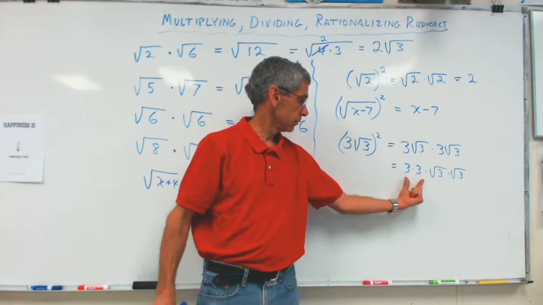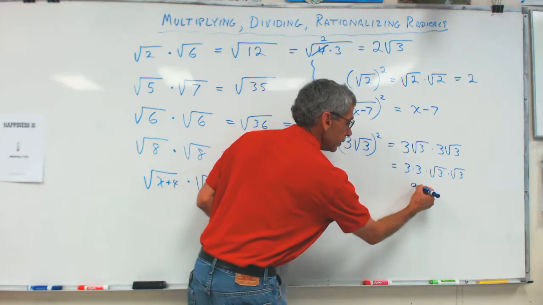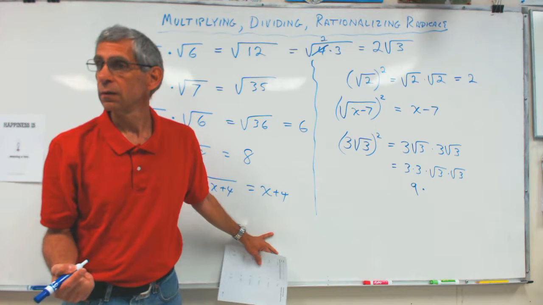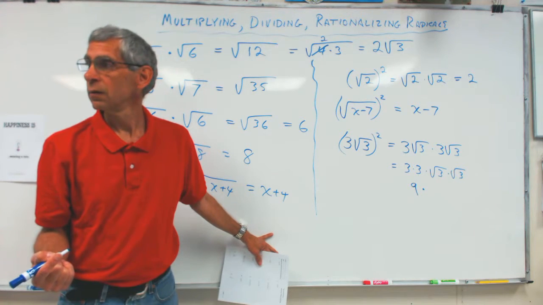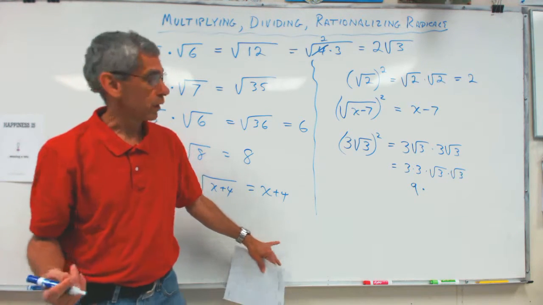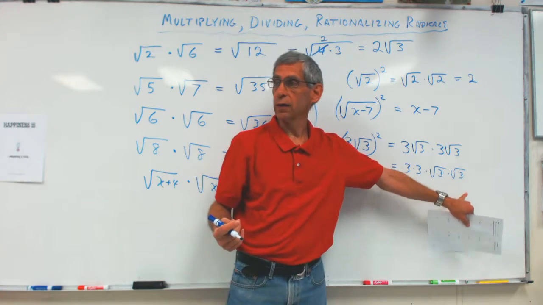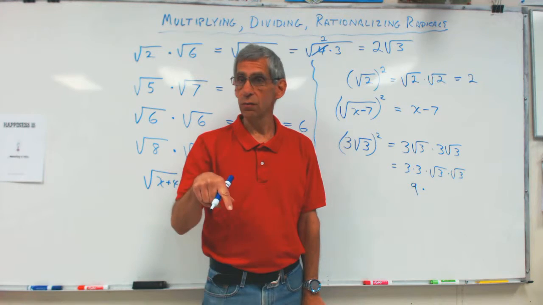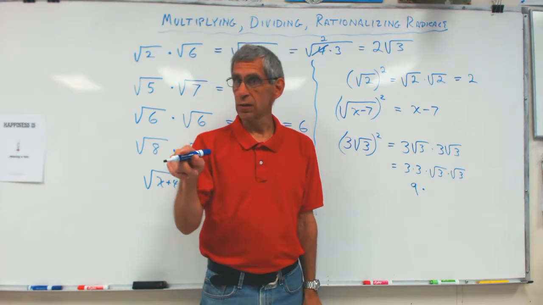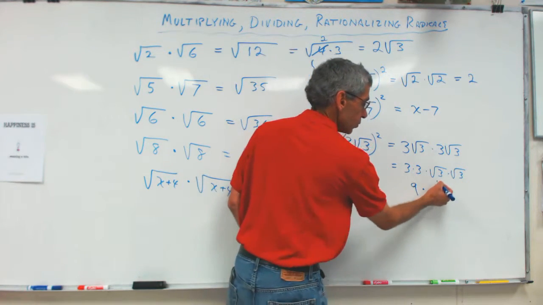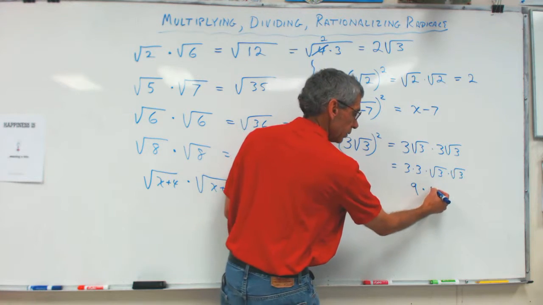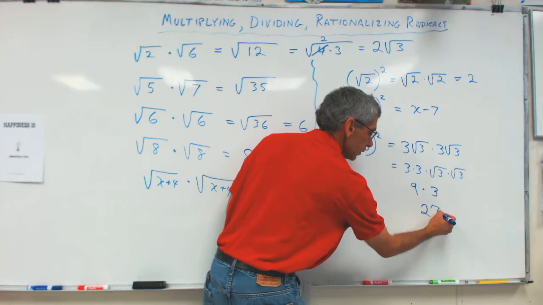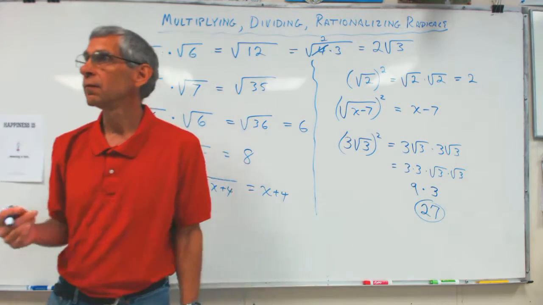What's 3 times 3? 9. So it's 9 times, what's the square root of 3 times the square root of 3? Which is just 3. So 9 times 3 is 27. So the final answer is 27. Yes? You see that?